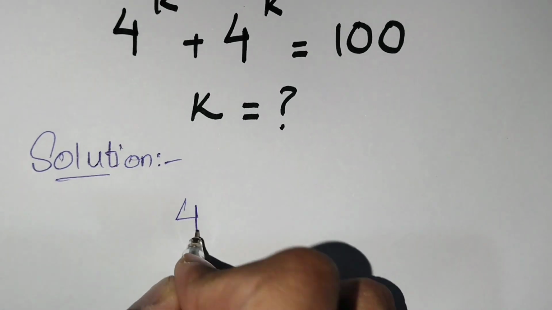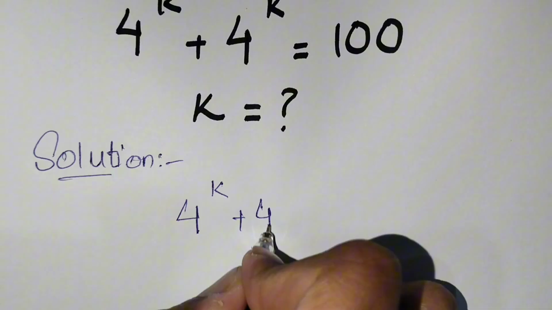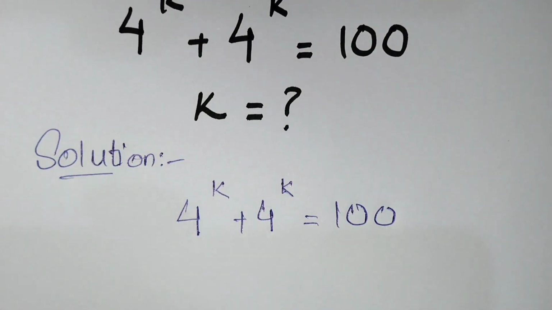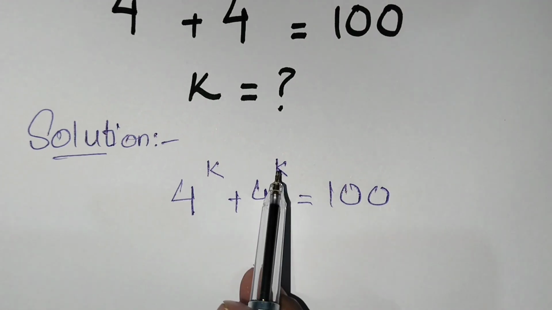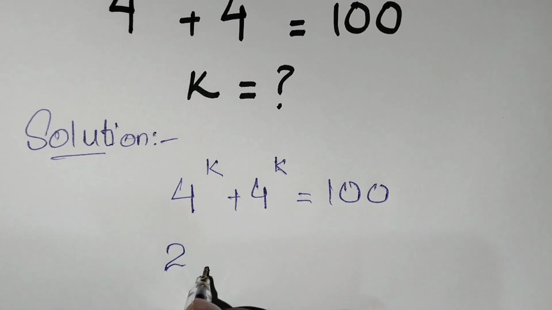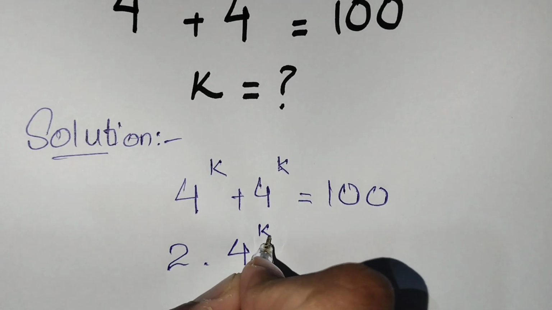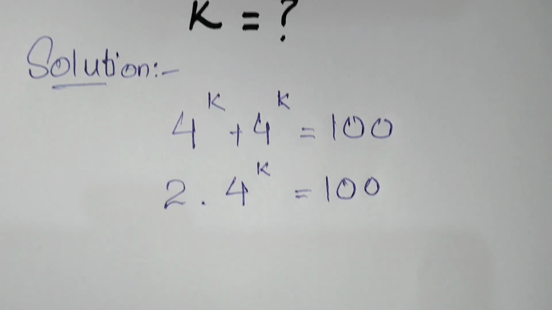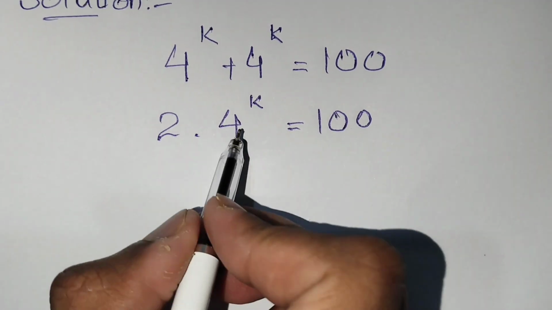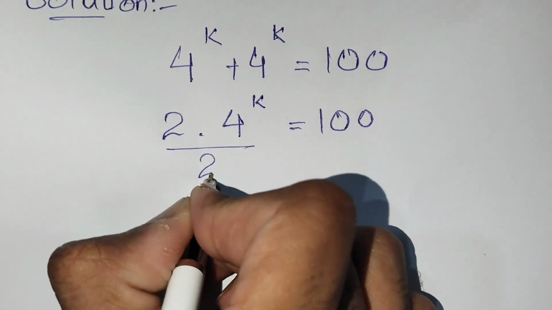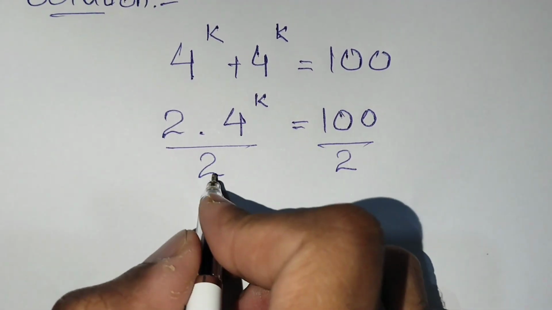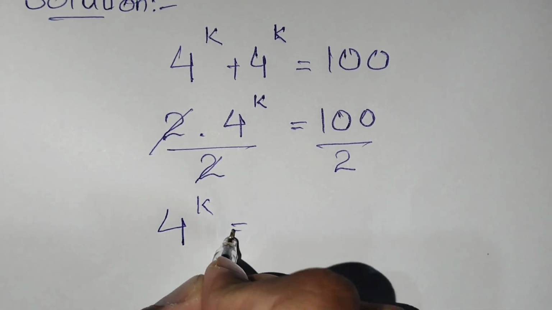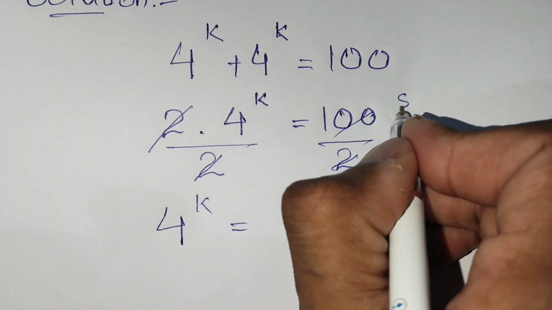We have 4^k + 4^k = 100. This is 2 times 4^k = 100. Divide both sides of the equation by 2. 2 cancels with 2, and we have 4^k = 50.